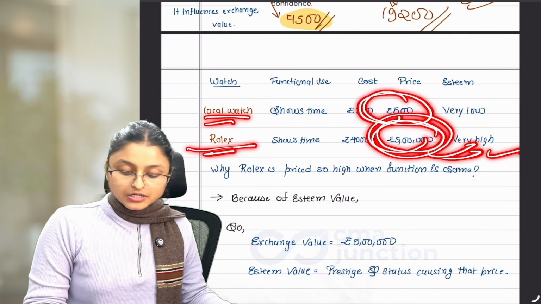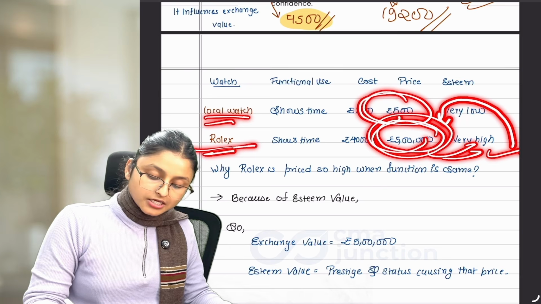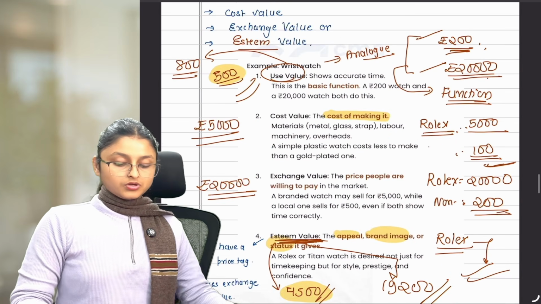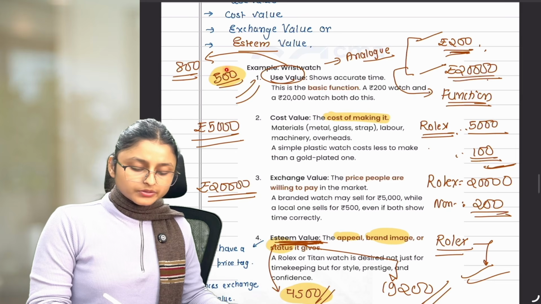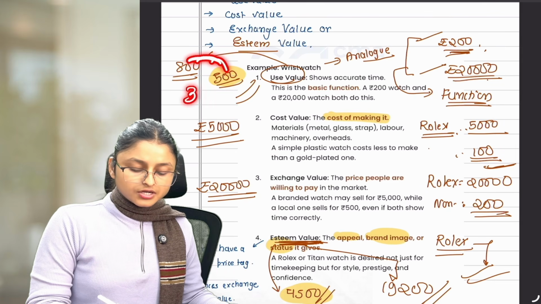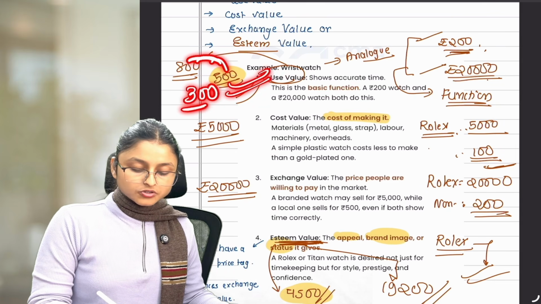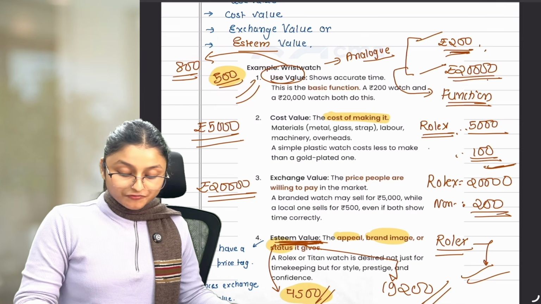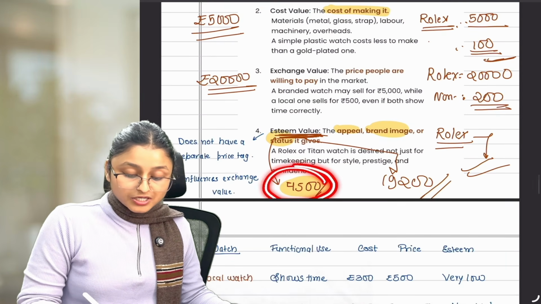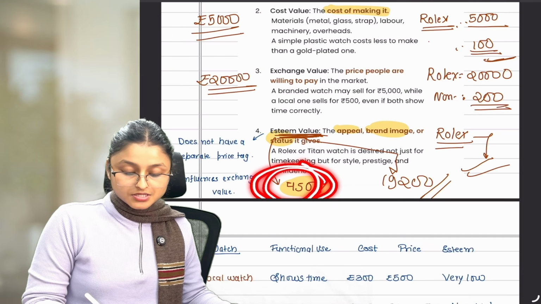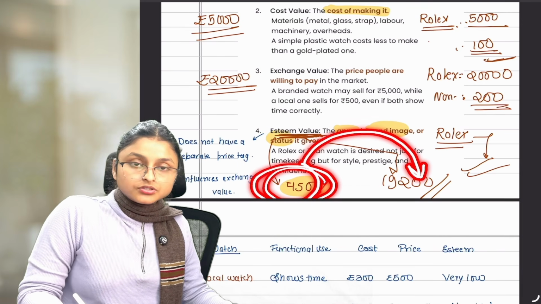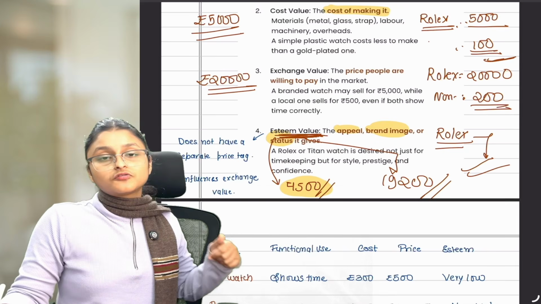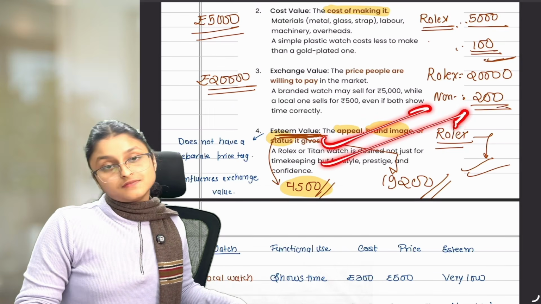Where the esteem value is high, you can charge higher prices from the customer, and that is what we have understood here also. From use value, you are only able to charge extra 300 rupees from the cost which you have incurred to give that use value. But for esteem value, you have incurred only 4,500 rupees, but you are charging 19,200 rupees. That means you are charging a huge amount of extra margin just for this esteem value.